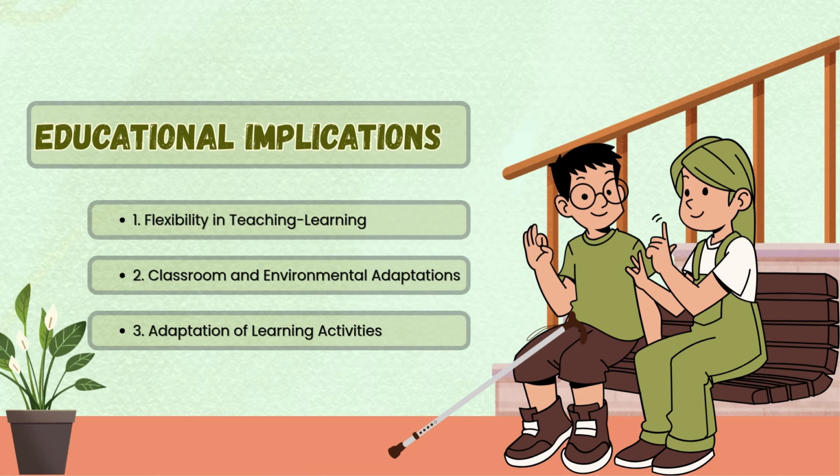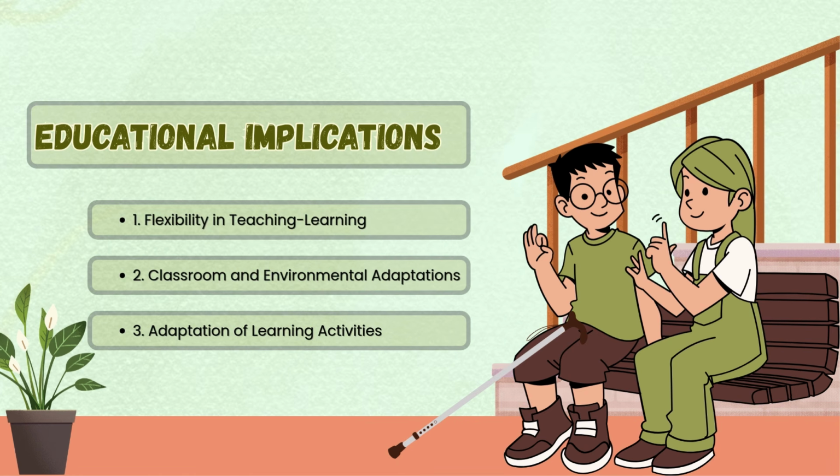Flexibility in teaching-learning. Teachers may need to provide alternative ways of participating in an activity. For example, where writing is physically difficult, appropriate alternatives such as oral responses, typing, or a scribe may be considered according to the learner's needs.